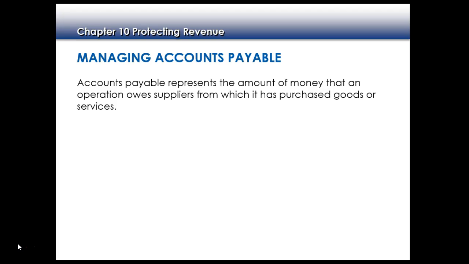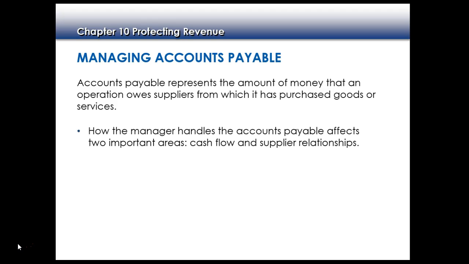So, managing accounts payable. Accounts payable represents the amount of money that an operation owes suppliers from which it has purchased goods or services. Kind of think of it as your credit card. You're buying everything on credit. How the manager handles accounts payable affects two important areas: your cash flow and supplier relationships. If you don't have an account with them and you're just paying them out, that's going to take away from your cash flow.